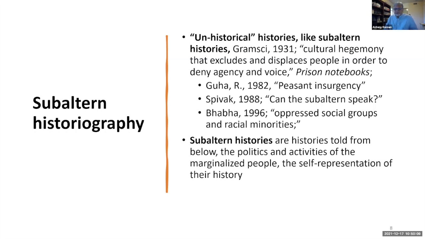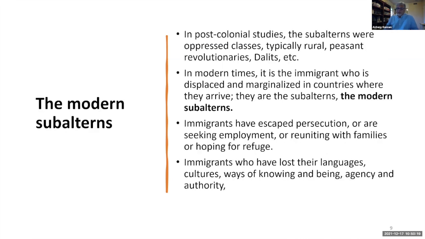Subaltern histories are histories told from below, the politics and activities of marginalized people, the self-representation of their history. And that's what is important. In post-colonial studies, the subalterns were oppressed classes, typically rural, peasant revolutionaries, or Dalits. In modern times, in my view, it's the immigrant who's displaced and marginalized in countries where they arrive. They are the subalterns, the modern subalterns.